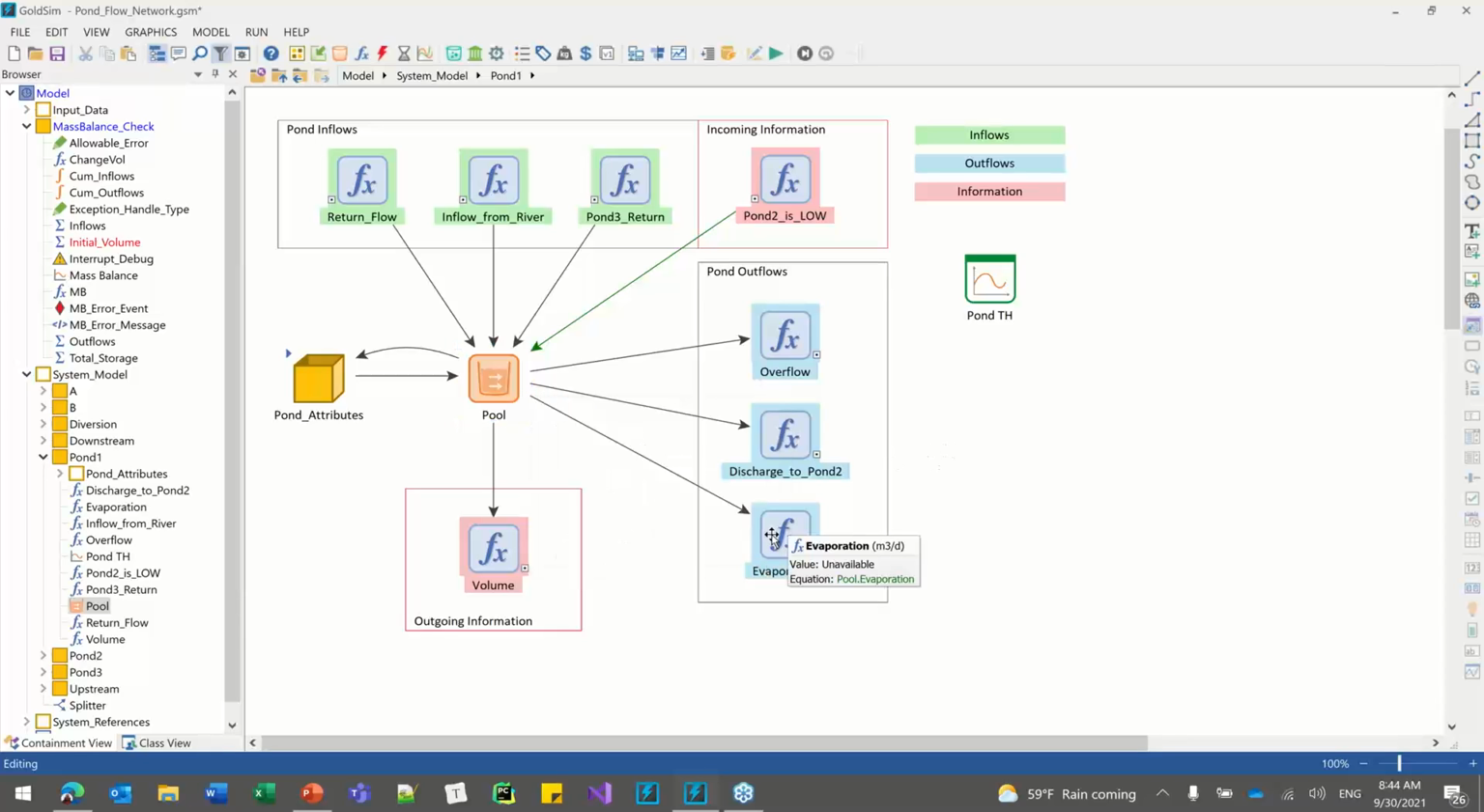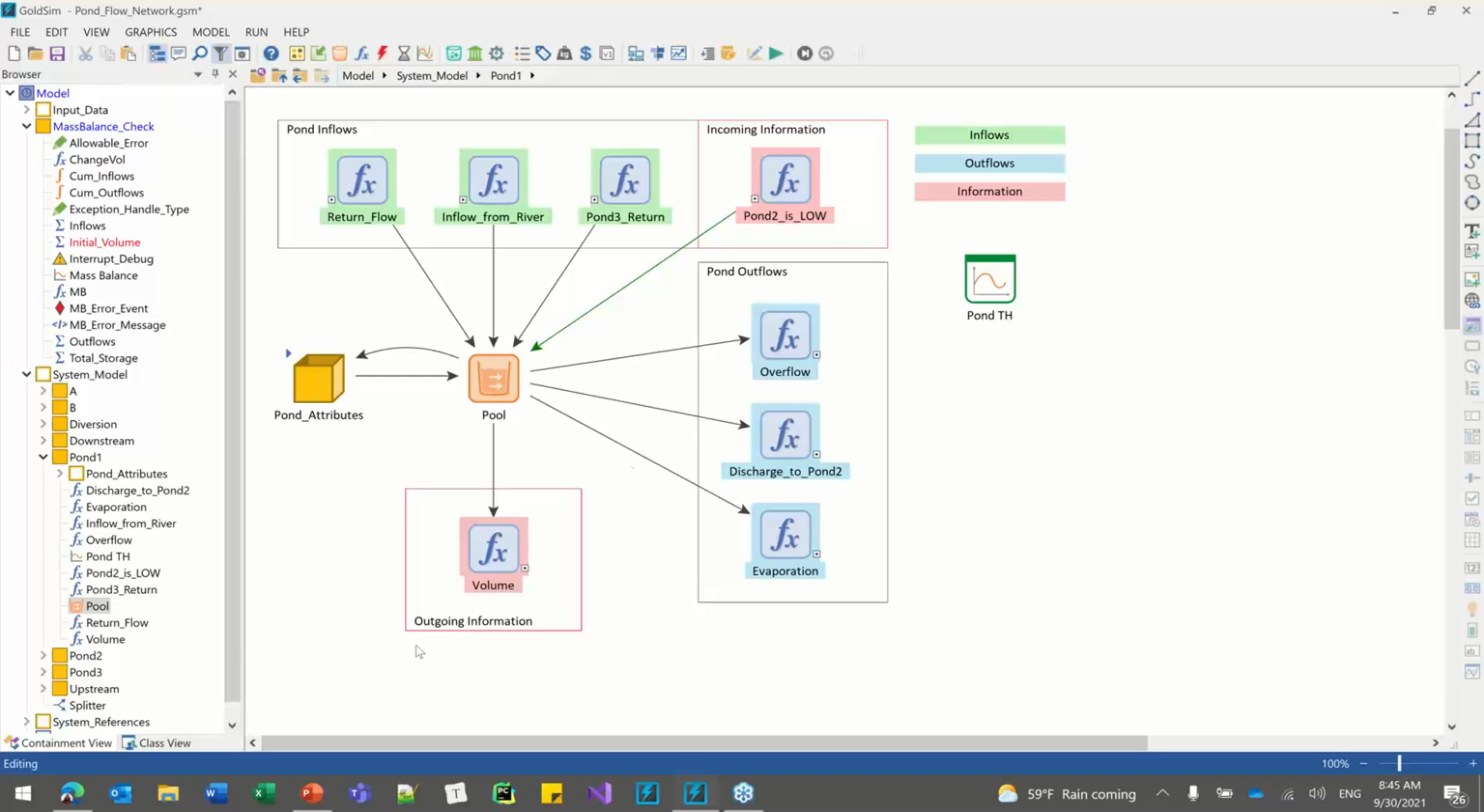So what I do is add another expression that simply refers to that particular output, which is pool.evaporation. I do that for all of the outflows, including the overflow. Now, as you can see, I have zero interaction with this pool from the outside. I have essentially isolated it with my interface. That's really what this is. These colored elements around here represent the interface on the pond. We have things coming in and we have things going out.